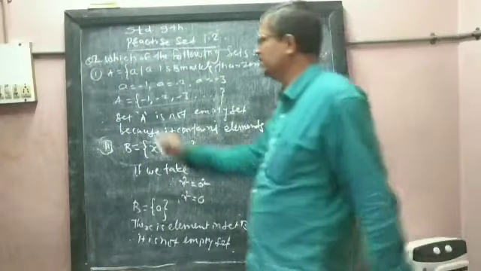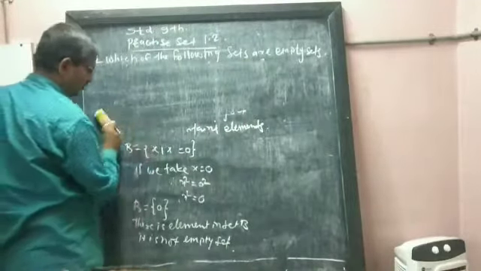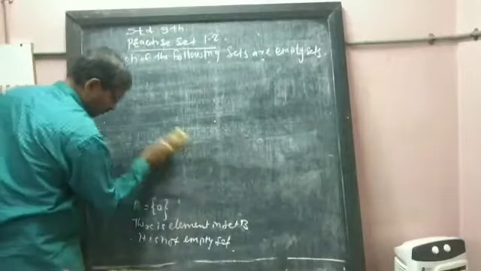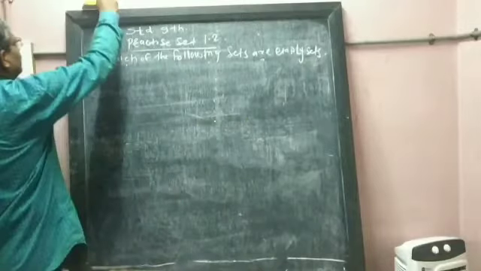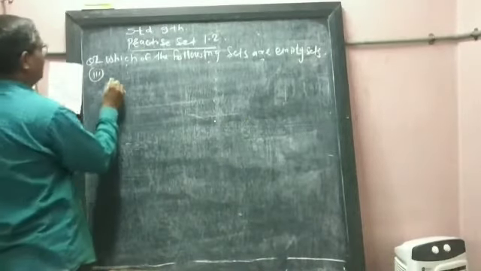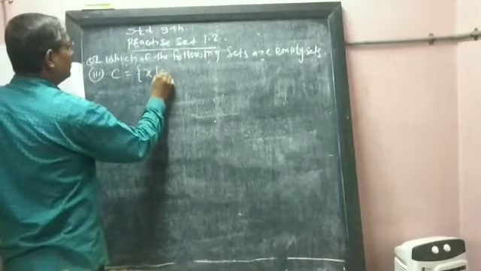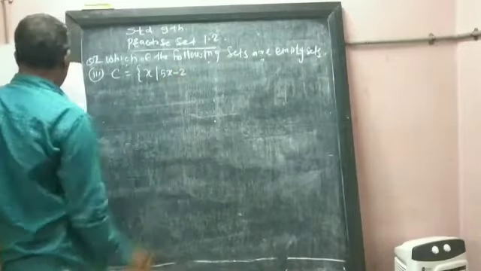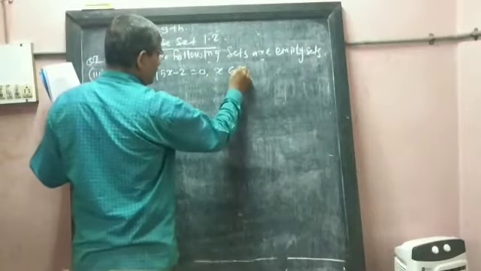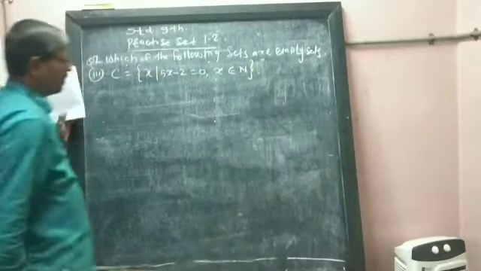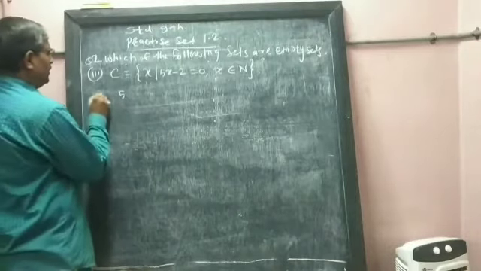Okay, see, now there is question number C. Question number 3, C. The set of x such that 5x minus 2 is equal to 0 and x belongs to N. x belongs to N. Then 5x, what is LHS?